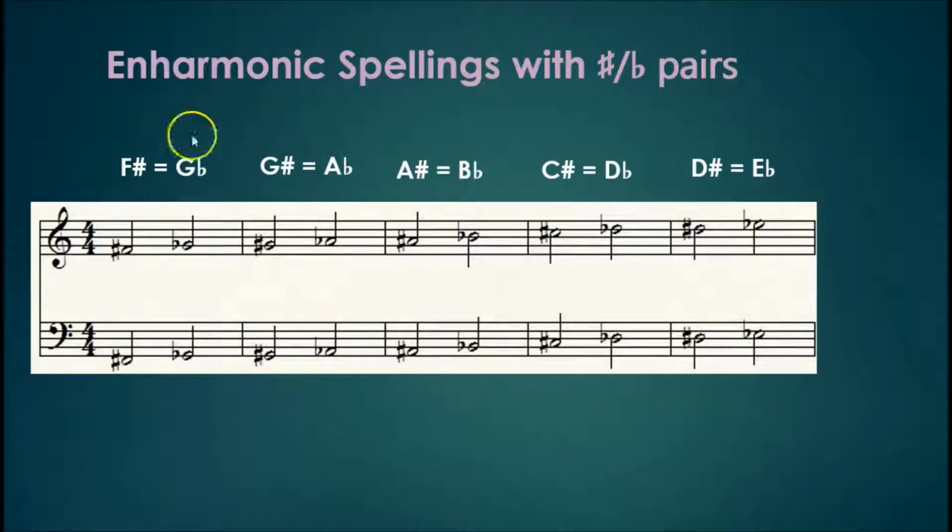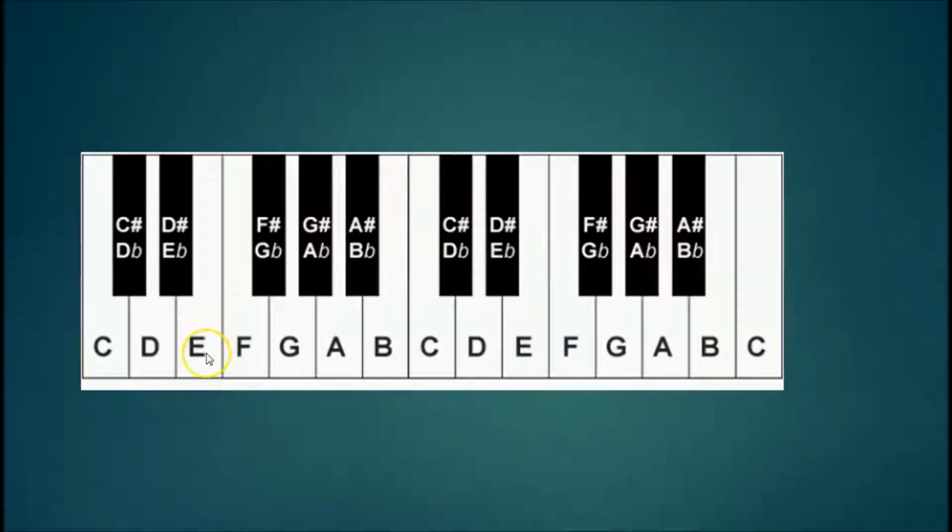So these are the 5 sets of enharmonic spellings that have flat and sharp pairs. You'll notice one of them is sharp, one of them is flat, sharp, flat, sharp, flat. Now, there are a couple that do not work like that.